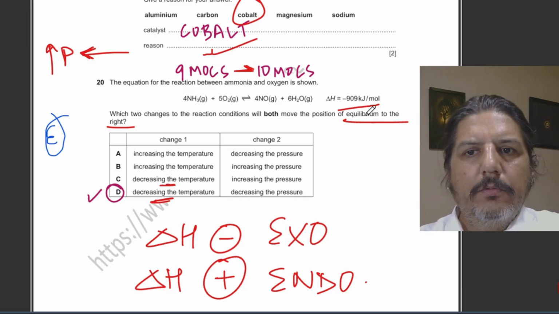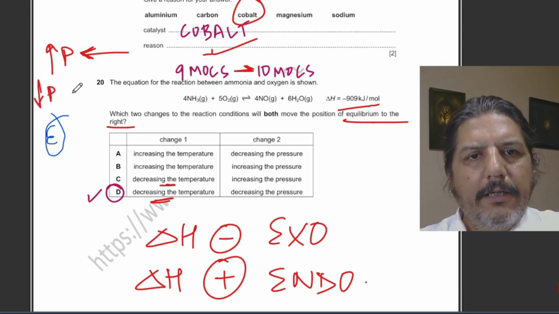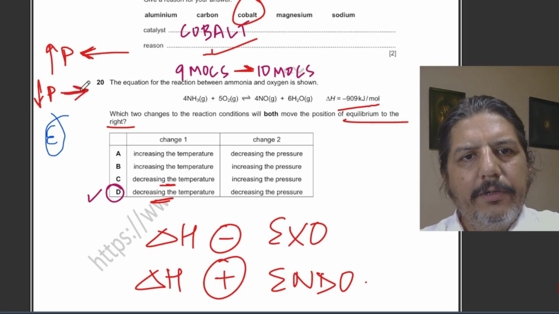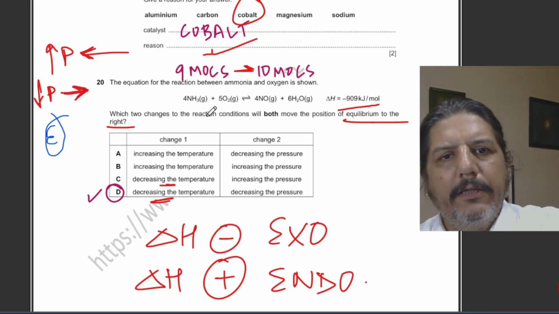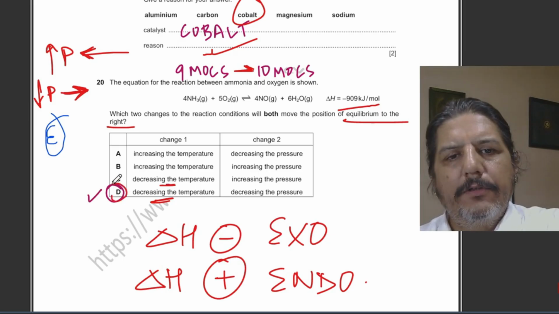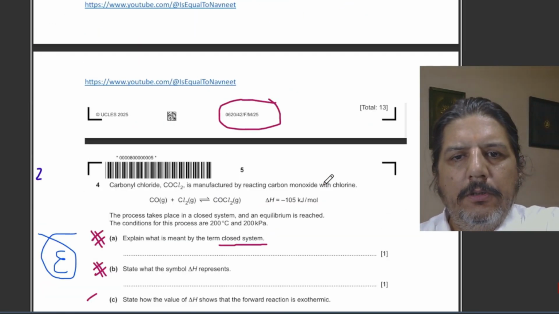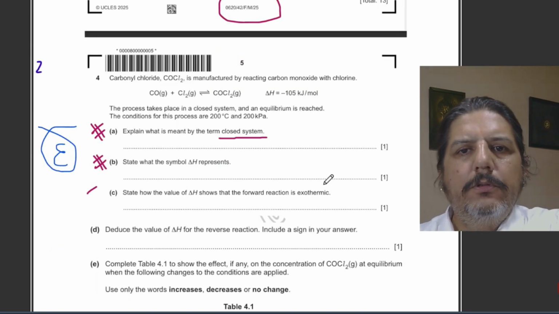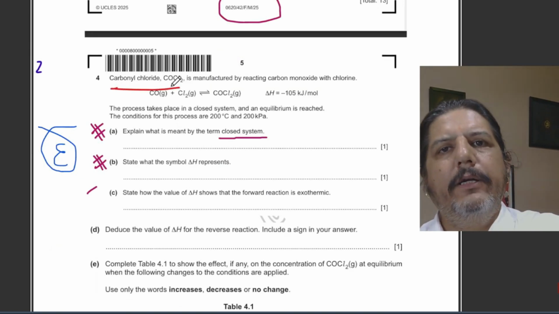But you want to shift the position to the right. So if you decrease the pressure, the system will try to oppose it by going in a direction where the number of moles increase, and that is the forward direction, to the right. So D is the correct answer. Now let's move to the next question where the structure of carbon chloride is being discussed.